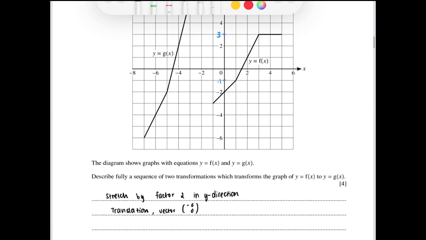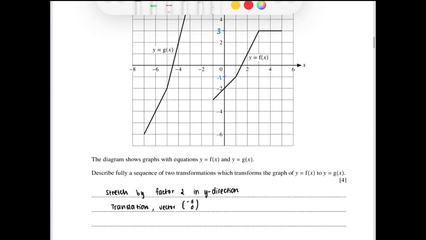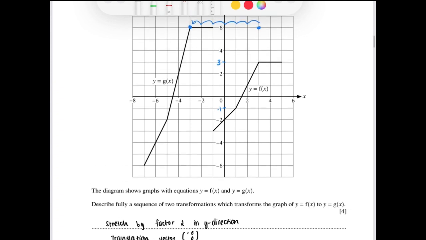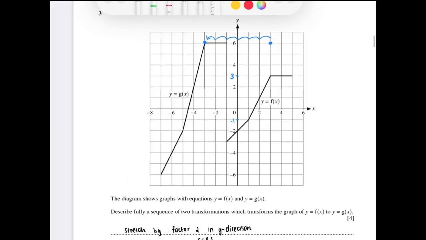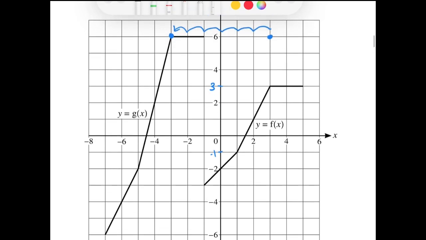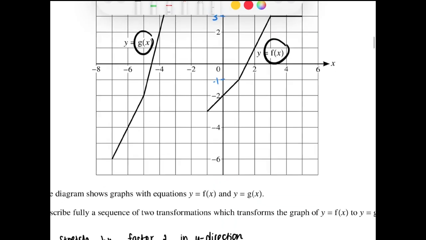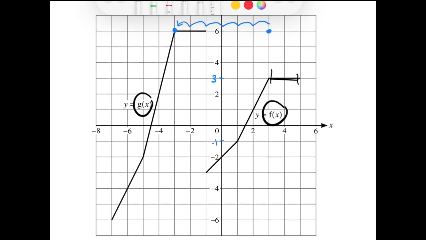So for question 3, the question's asking for transformation, right? In these questions, you need to be able to identify which type of transformation. And it's actually pretty easy once you get the hang of it. So first off, we notice that it's much longer and bigger than the original. Your g(x) is much longer than your f(x), right? You notice the length in terms of the x-axis is the same. 2 boxes here, 2 boxes here, 2 boxes here, 2 boxes here, 2 boxes here, 2 boxes here.